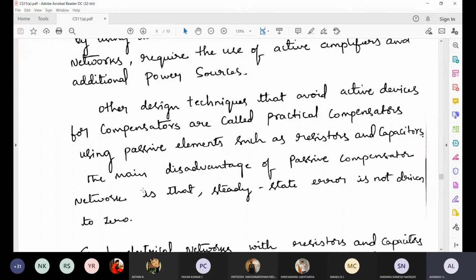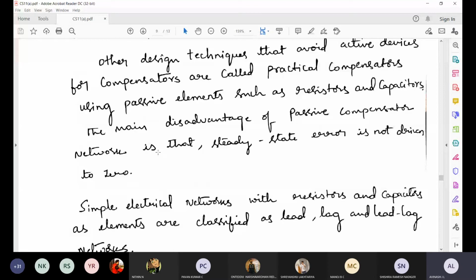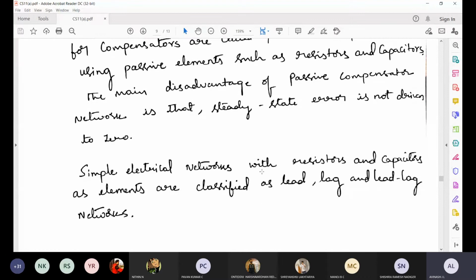Ideal compensators are made of active devices. Practical compensators are made up of passive components. What are the passive components? Resistors as well as capacitors. So what is the difference? With active components the steady state error becomes zero, while with practical compensators it does not.